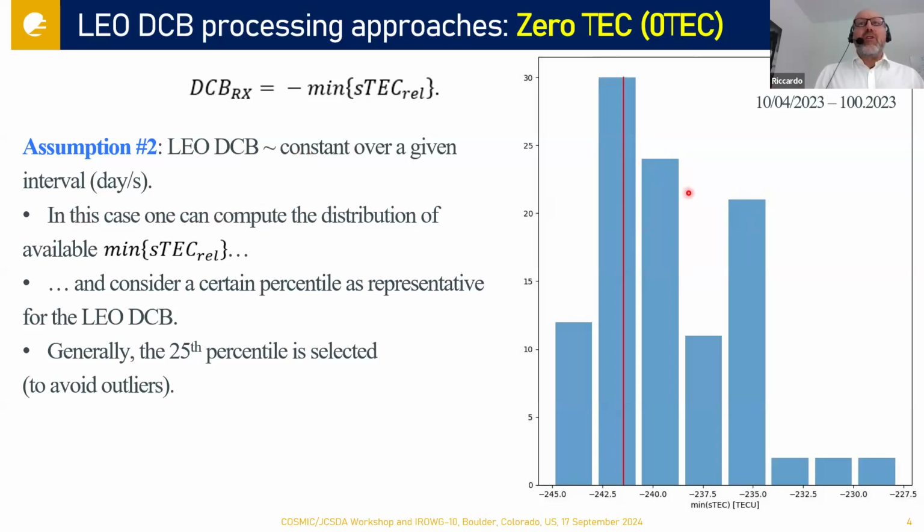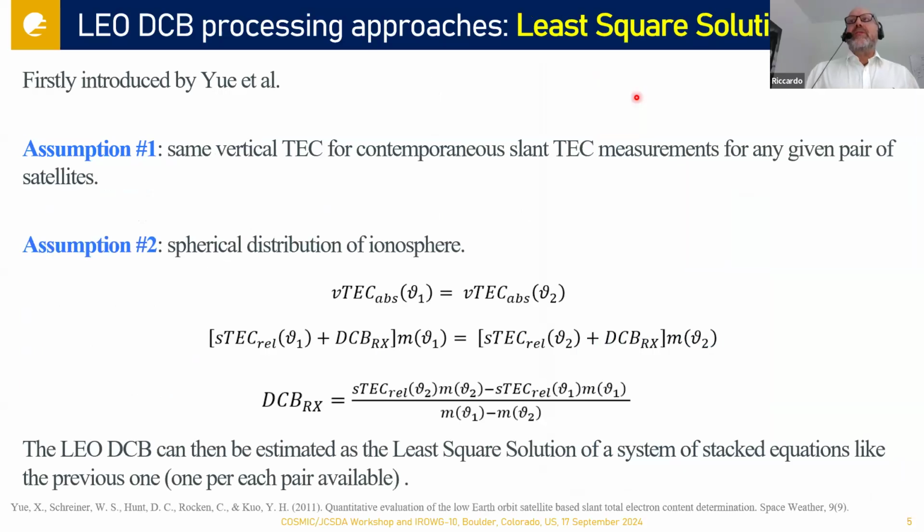So in this case, we can compute the distribution of the minimum relative slant TEC. Here is an example for 1 day of observation from a Spire satellite. And we need to consider a certain percentile of this distribution to be representative of the LEO DCB. Normally the 25th percentile of the distribution is taken. Then moving to the other technique, the least square solution. This was first introduced by Yu et al. Here is the paper. And I believe that this is the baseline for the UCAR processing of COSMIC and COSMIC-2 data.